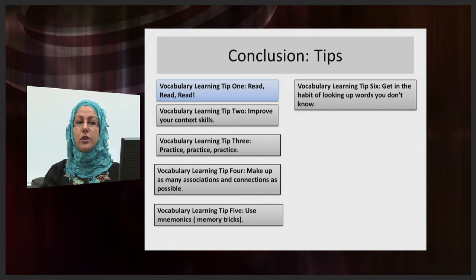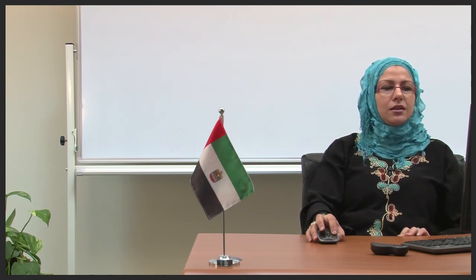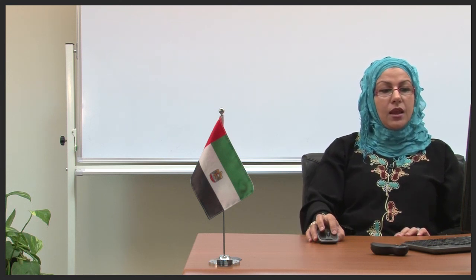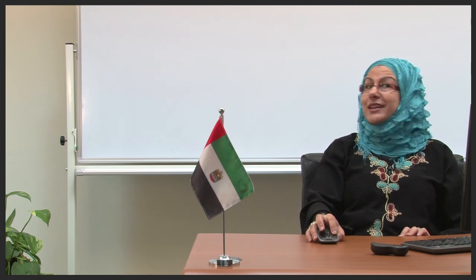Six, get in the habit of looking up words you don't know. Be curious about words. Seven, play with words, use games. Eight, use vocabulary lists, they are very important. And as a student, grade 11, next year, grade 12, you are going to take the SEPA and you need those lists, especially the academic word lists. Nine, take vocabulary tests. And 10, get excited about the words. The more excited about your learning, the better learning happens.